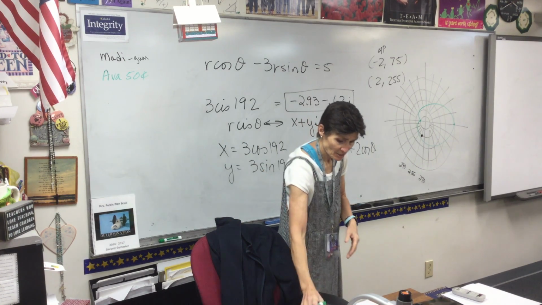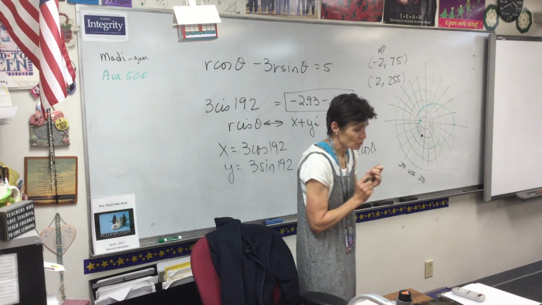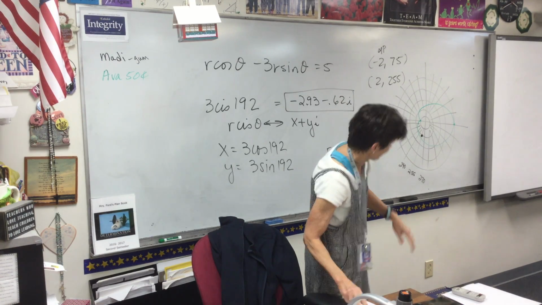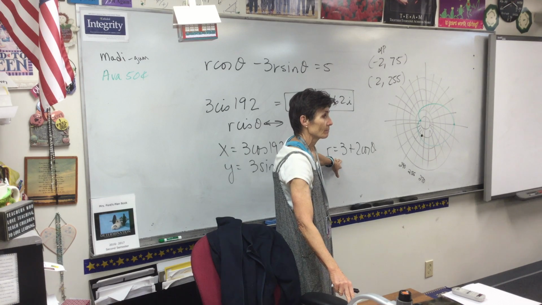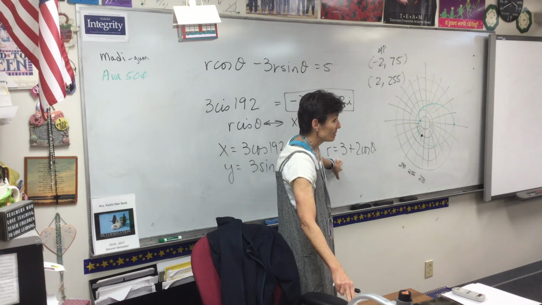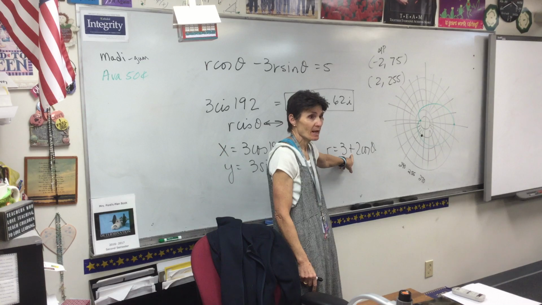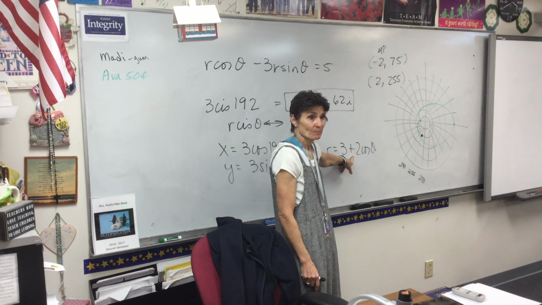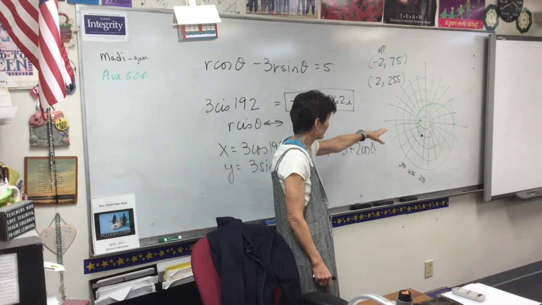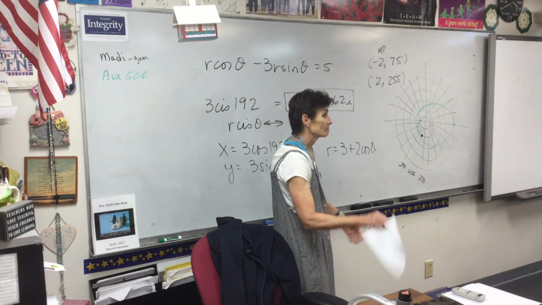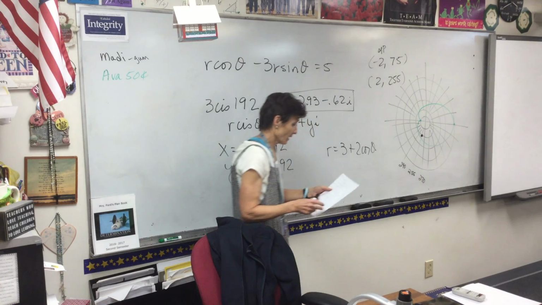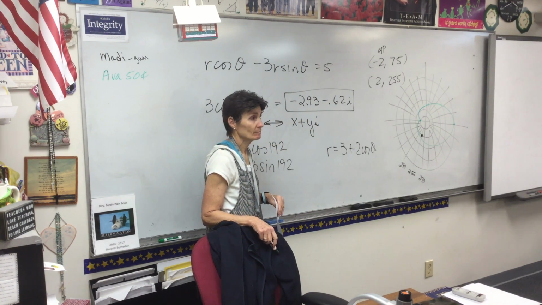Does it make sense to you that that's the shape we would come up with when we graph this equation? Heck yeah. Because what's that right there? A plus sign. And what does that plus sign mean? Limaçon. And what's a limaçon? A lima bean shape, right? Everybody okay with that?